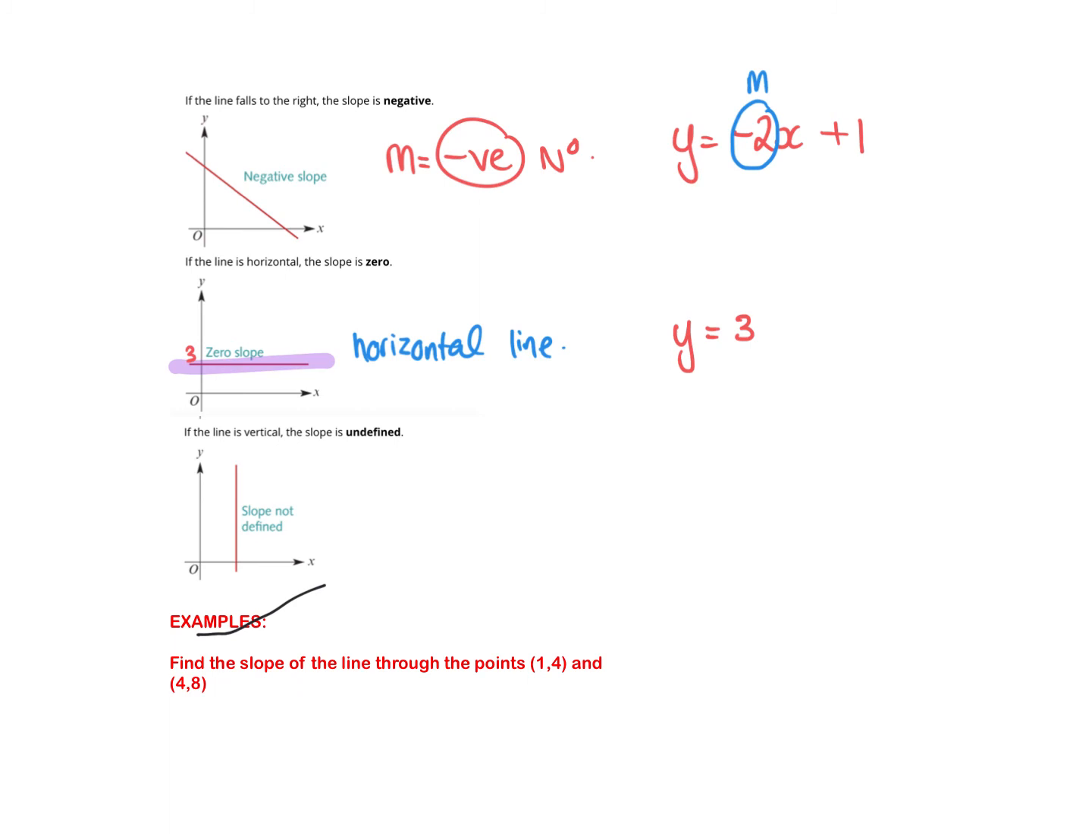That's a 0 gradient. And when you have the vertical line, that's when the gradient M is undefined. And an example would be, say, if that was 2, the equation would look like this, x equals 2, something like that.